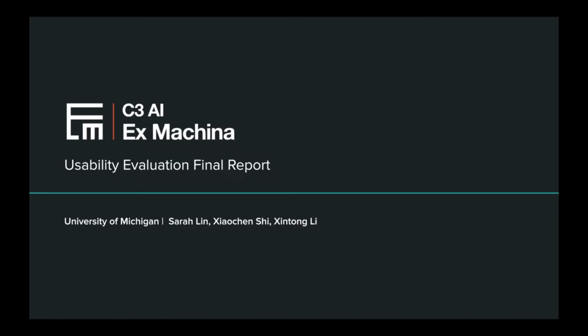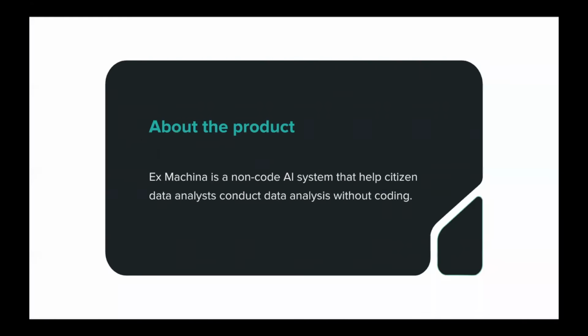In this video, we are going to present the needs assessment and product evaluation of Ex Machina. Ex Machina is a non-code AI system that helps citizen data analysts conduct data analysis without coding. With Ex Machina, users can directly drag related nodes to the main canvas to prepare, clean, and analyze the data. The target audience of Ex Machina are citizen data scientists.